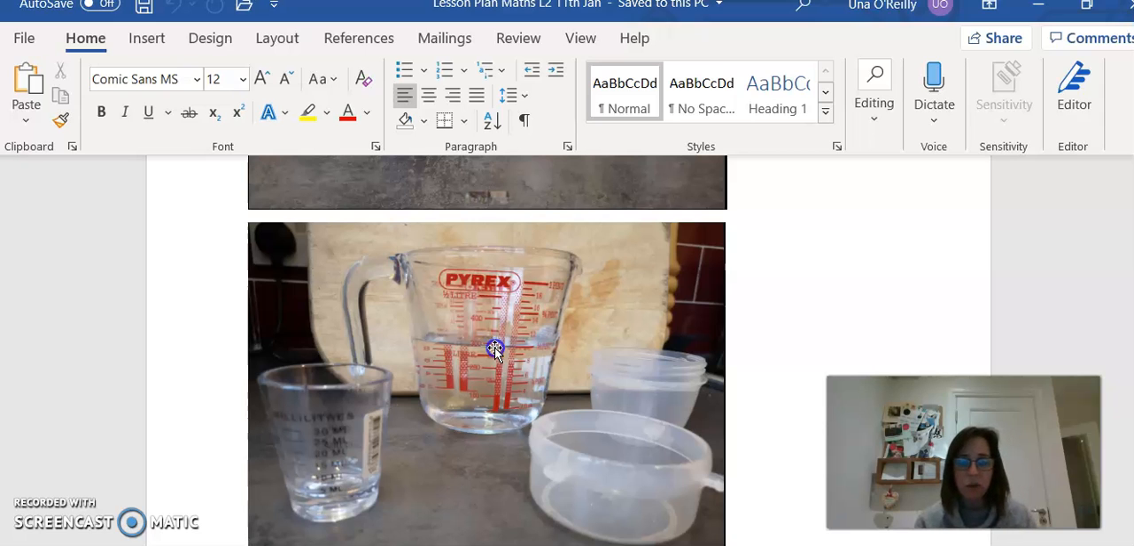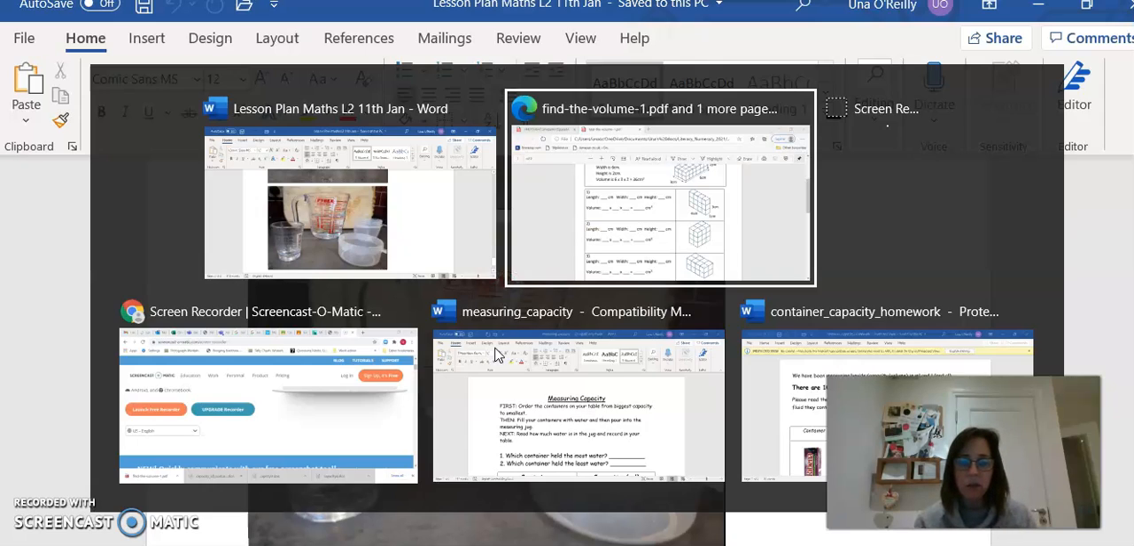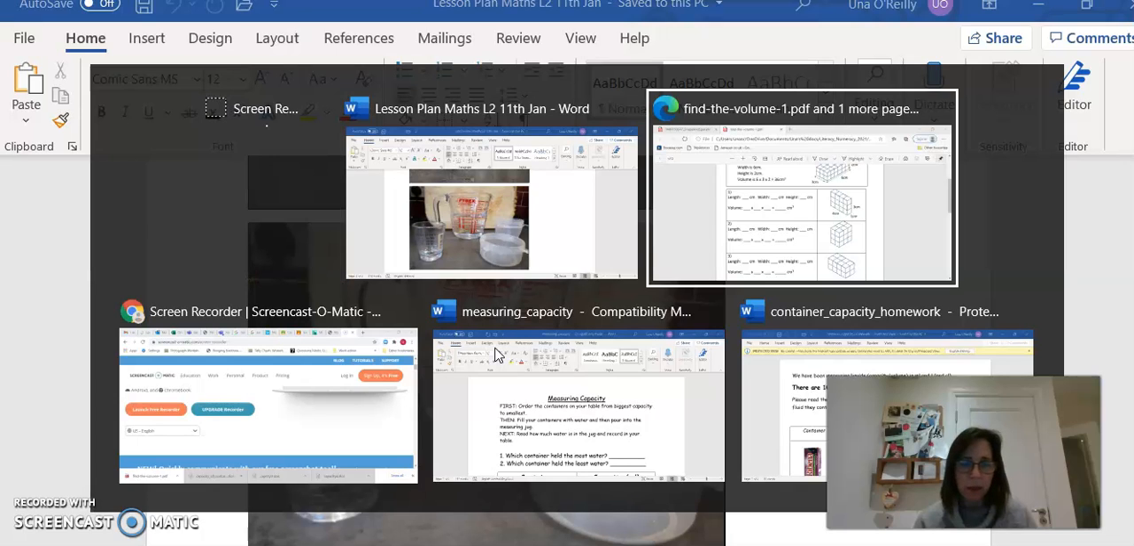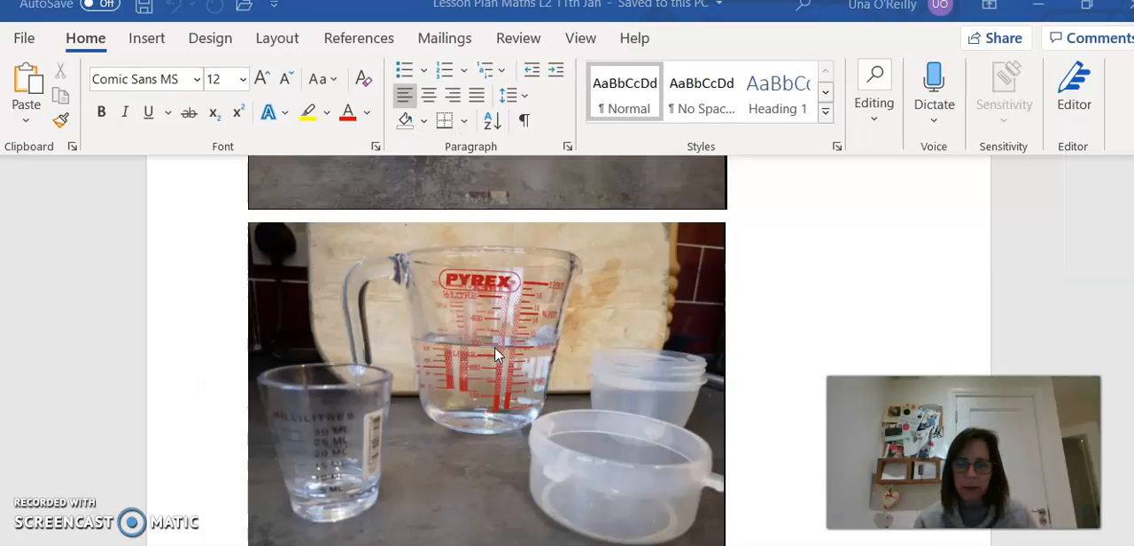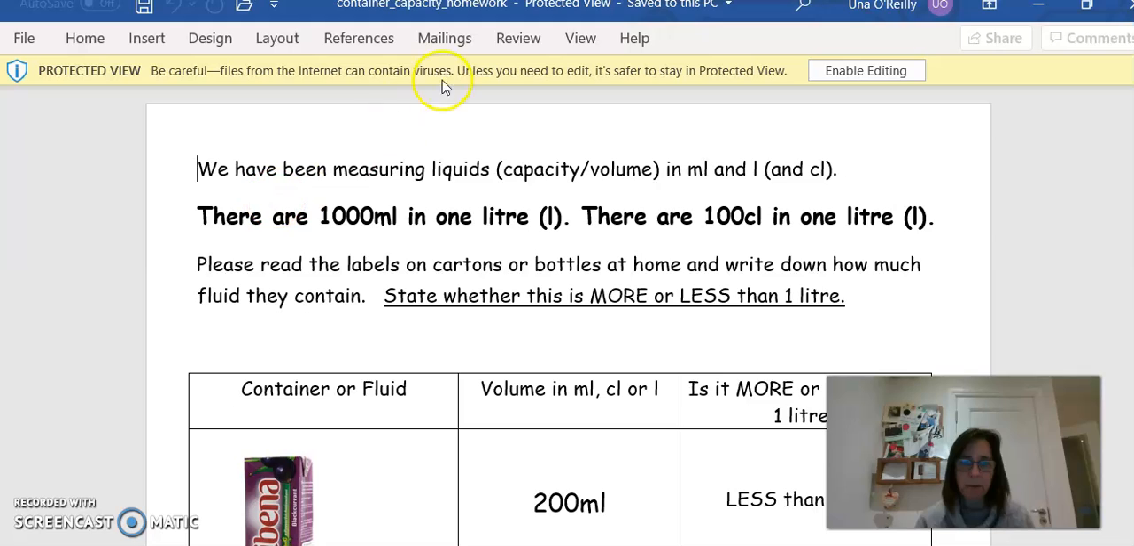Okay, so just to show you the two worksheets. Okay, let me see, where am I? Sorry. There we go. It just explains that there's 100 millilitres in 1 litre. And there are 100 centilitres in 1 litre. Don't worry if that's confusing you a bit. We'll come back to that at another time, okay?